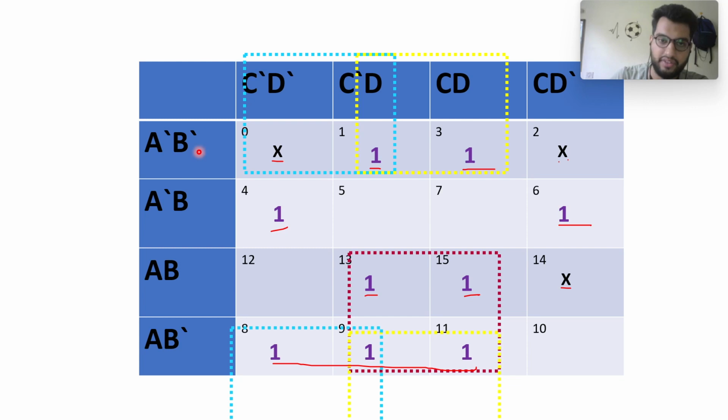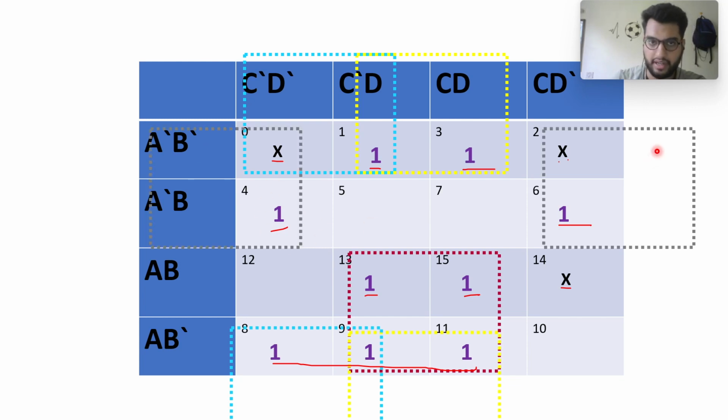And finally, we are left with these two ones. For that, we have another chord in gray shade that can cover those terms. So how many chords do we have? One, two, three, four chords. So there will be four terms in the reduced expression.